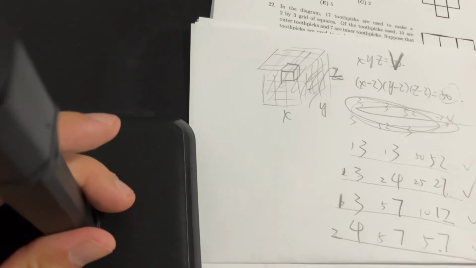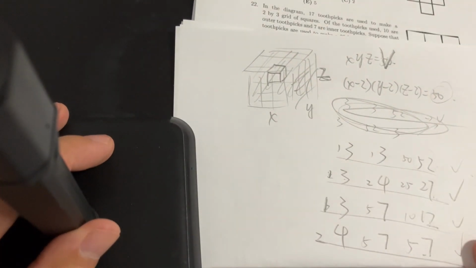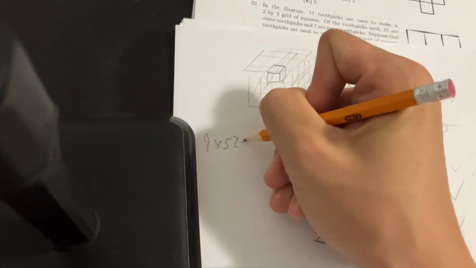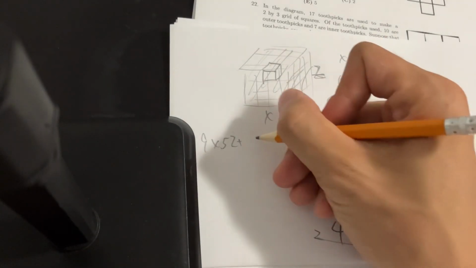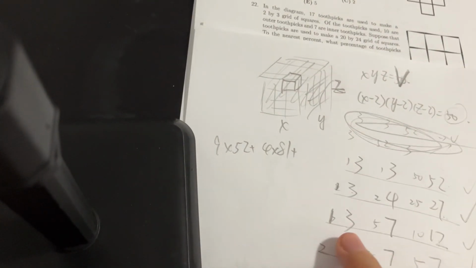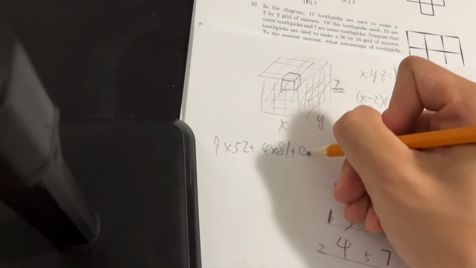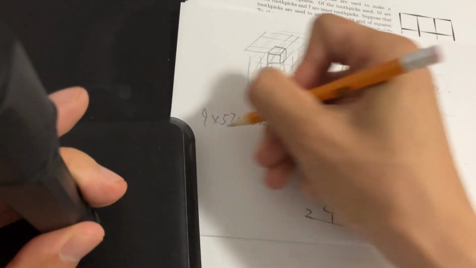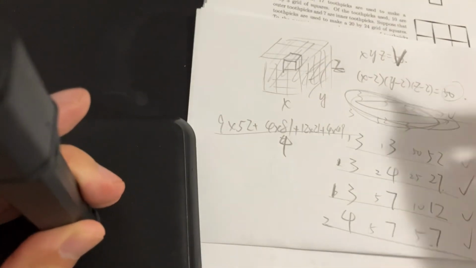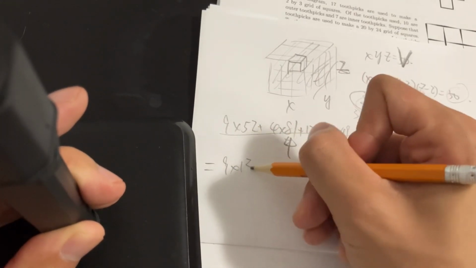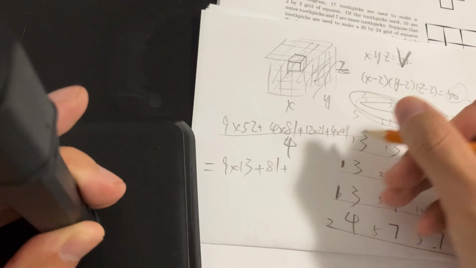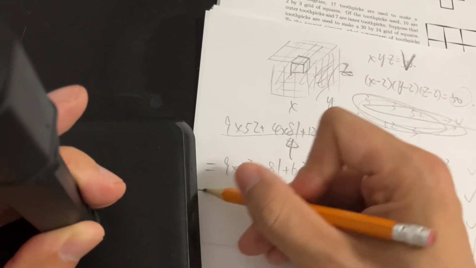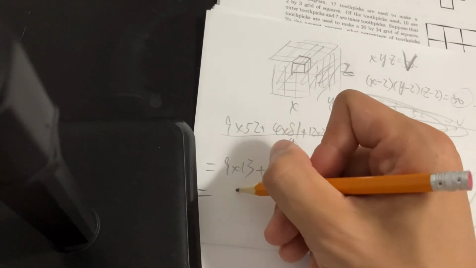Let's just do some calculation. Finally, we have to divide everything by 4, so we want to keep things as easy as we can. This is 3, 3, 52: 9 times 52, plus 4 times 81, plus 12 times 21, plus the last one, 4 times 49. The whole thing is divided by 4. That would be 9 times 13 plus 81, plus 3 times 21, that's 63, plus 49. And what's this number? 117.